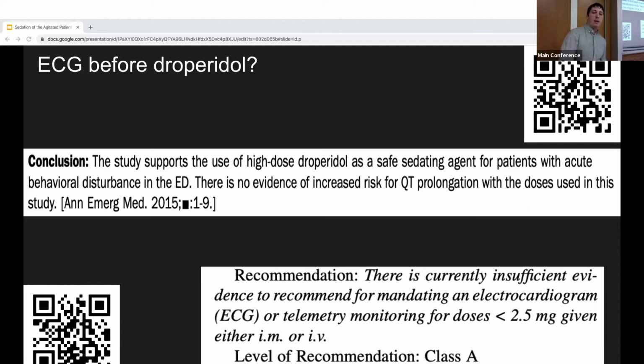What about, so ACEP put a statement out in 2015. So they kind of chickened out, I would say. They said for doses less than 2.5, you don't need an EKG. But this doesn't really help us because the doses that you're giving for agitation are much higher than that. So it's a little bit of a gray area. So right now there's no clear position statement saying that you don't need an EKG before giving it. There's a lot of clinical data suggesting it's a safe medication. So I'll leave it at that for now.